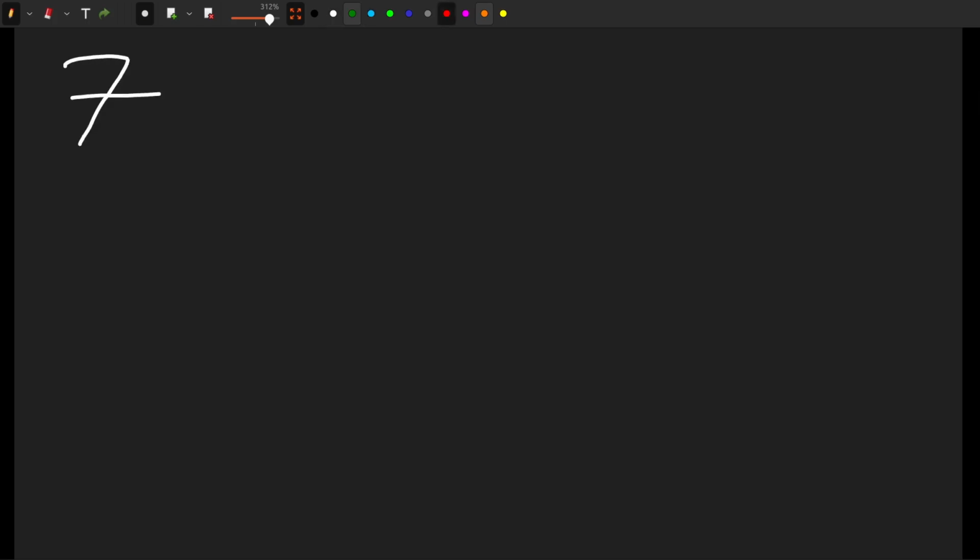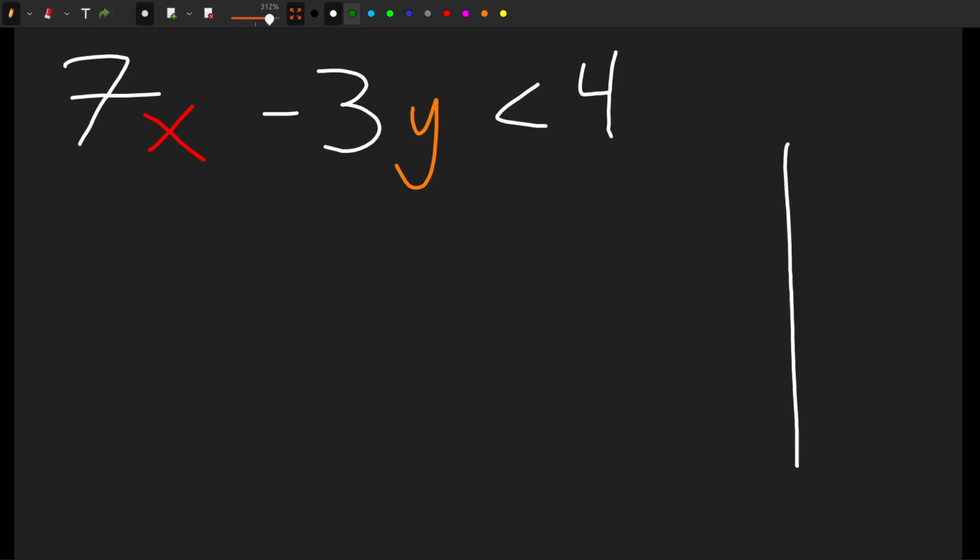All right. Let's move on to another problem. We have 7x minus 3y is less than 4. And for this, I'm going to use a t-chart. I'm only going to get two points this time. I'm going to get my x-intercept and my y-intercept.